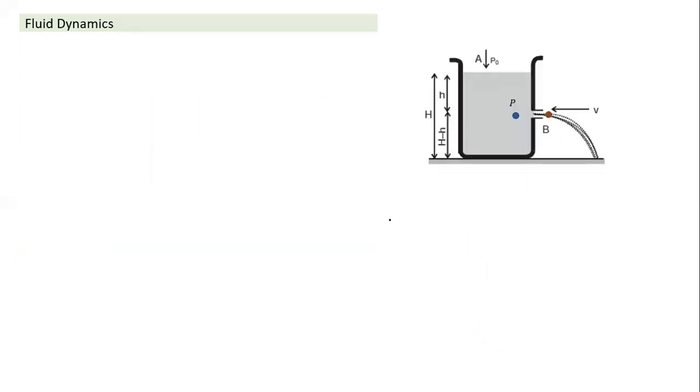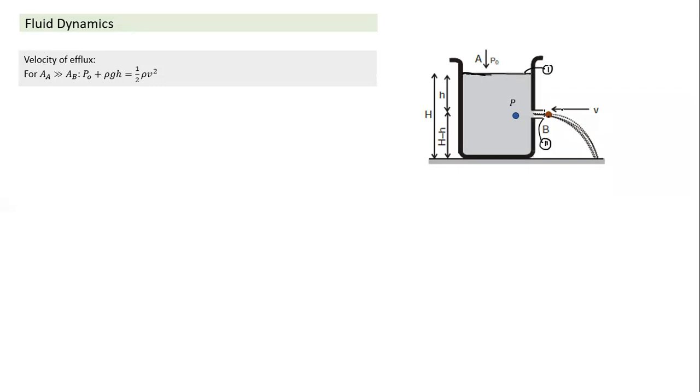One more common example of application of Bernoulli's theorem is the velocity of efflux. Let's see what we do here. Most cases we take a cross section. If I take a cross section just below the water level, this is one cross section, and the second cross section is just outside the nozzle. Point B is just outside the nozzle. I take the first as section 1 and the second as section 2, and we can write Bernoulli's equation between these two.